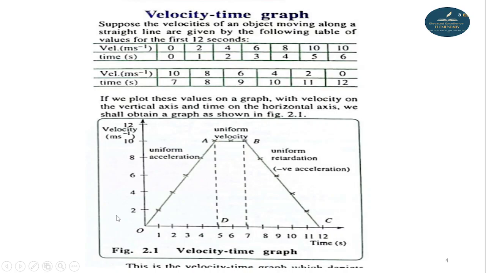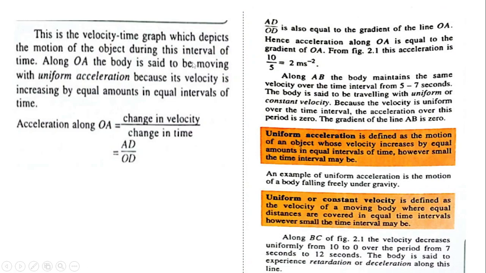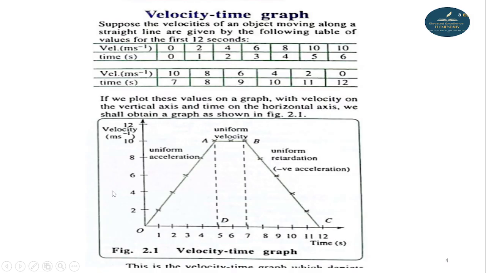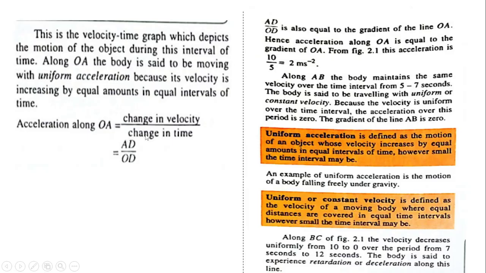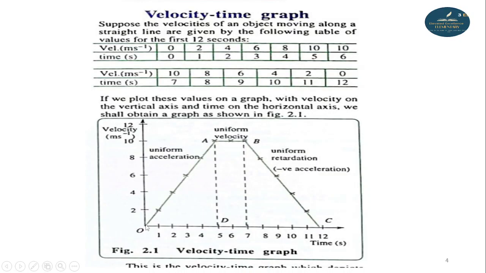She stated that along OA, the body is said to be moving with uniform acceleration because its velocity is increasing by equal amounts in equal intervals of time, which implies that when the velocity increases by 2, the time increases by 1. When it gets to 4, the velocity increases by 2 and the time increases by 1 as well. So the body is moving with uniform acceleration as stated here.